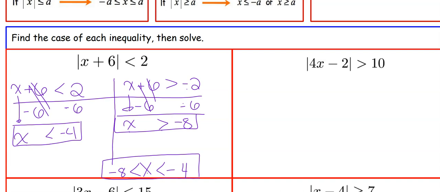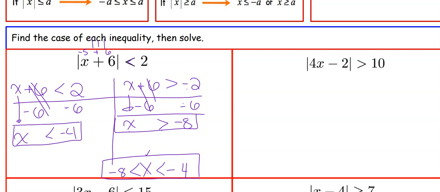So x is any number that's greater than negative 8, but less than negative 4. So you can pick a number like negative 5, let's say, which is in that range. Negative 5 plus 6 would give me an answer of positive 1. The absolute value of positive 1 is just 1. And 1 is indeed less than 2, so I know it works. It checks. That's how you check your work.